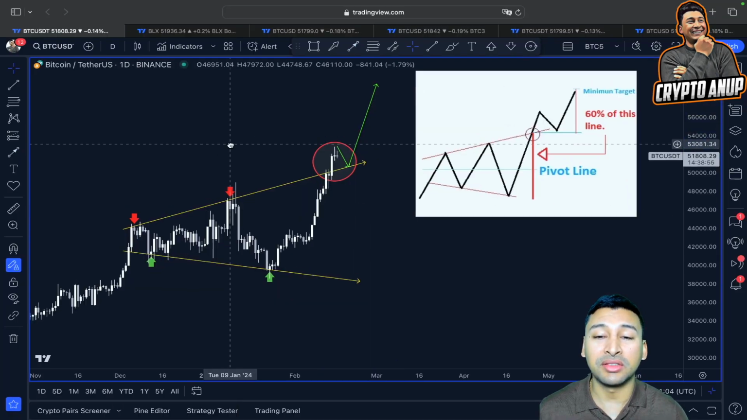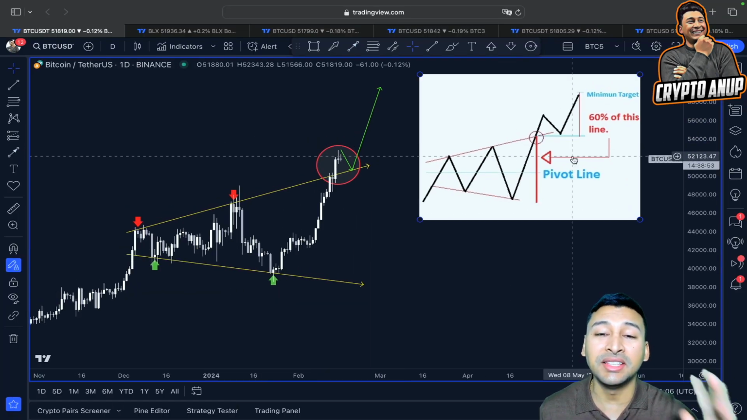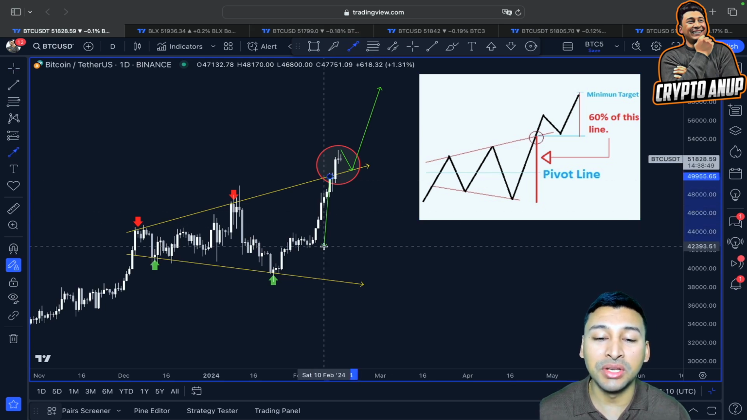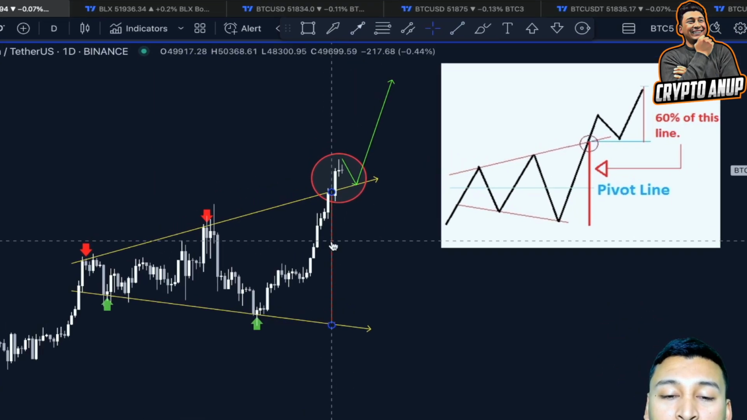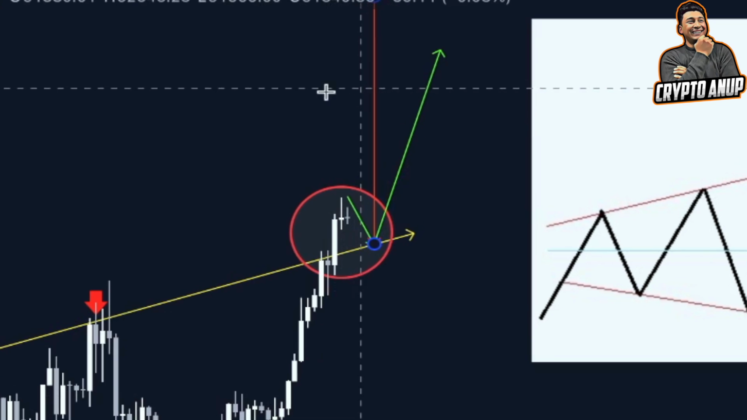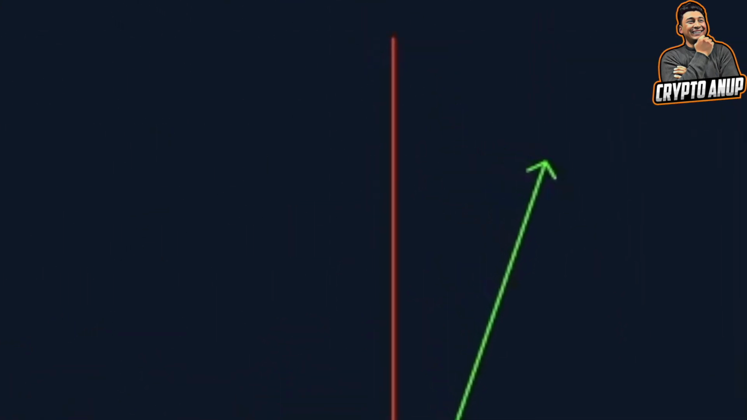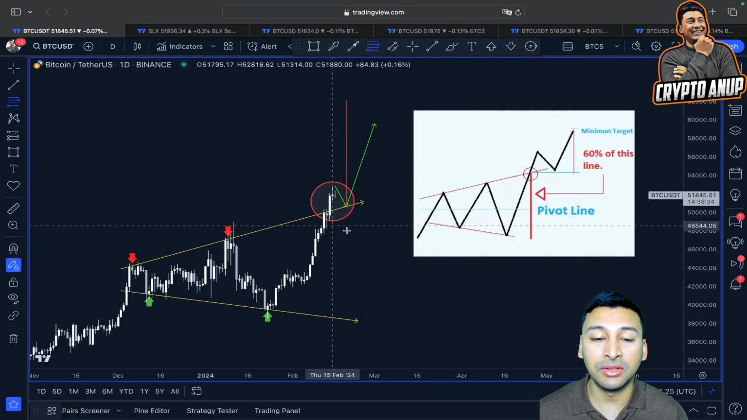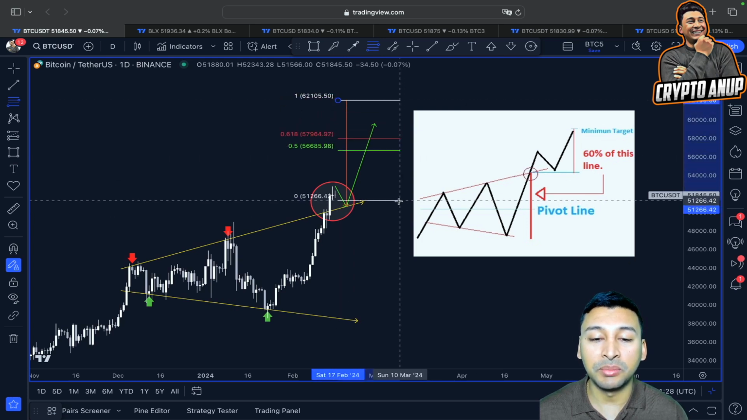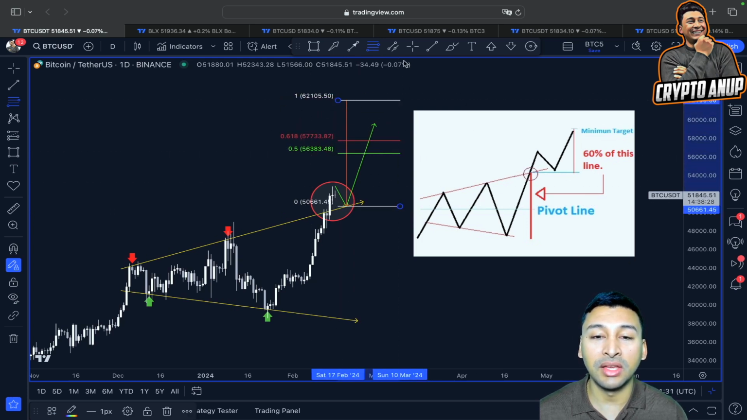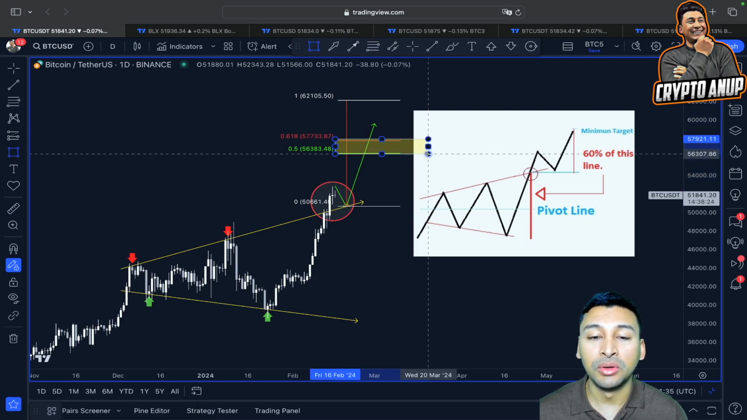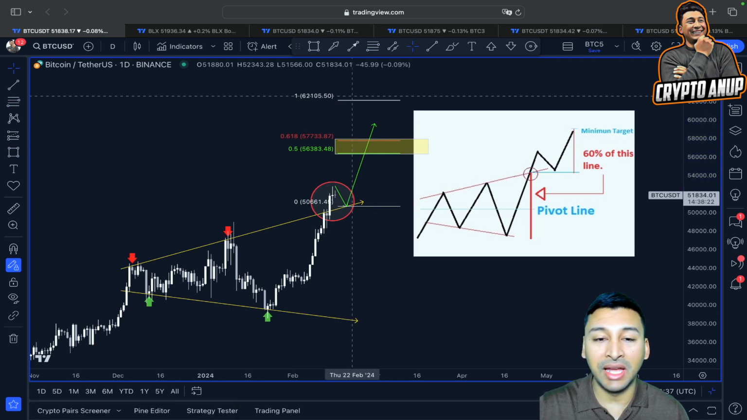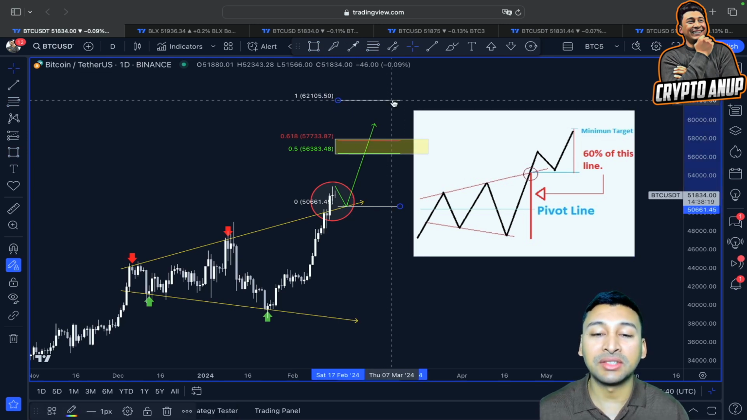So in our case, if this exact scenario is going to play out, let's look at our price objective. If this here is going to be a continuation pattern, then we are expecting the price of Bitcoin to show another continuation here to the upside. You can see 60% of this red line. So if you look at the 60% from the top till the bottom, you can see it is going to be somewhere around 56,000.